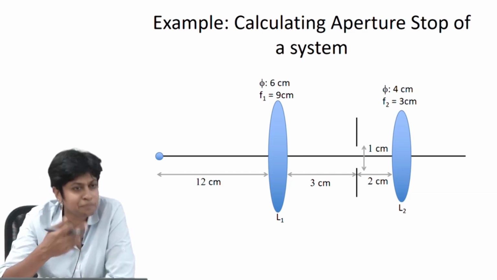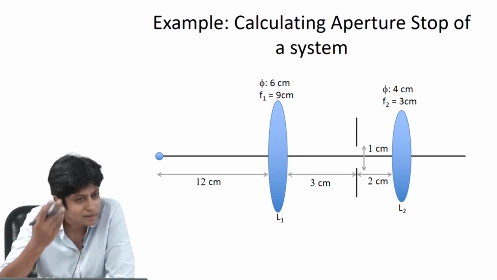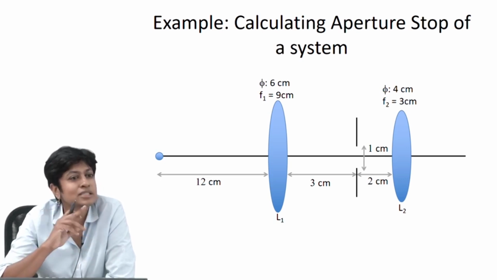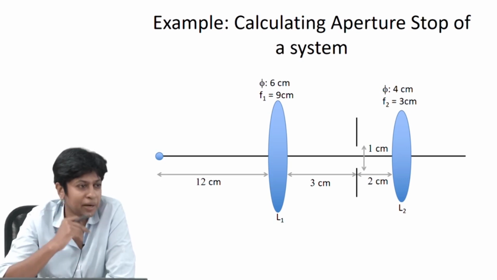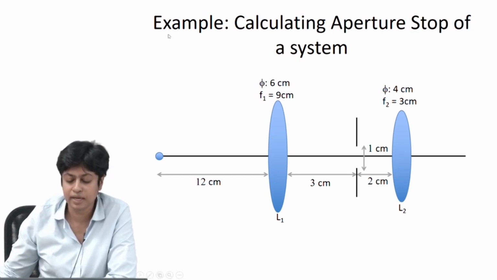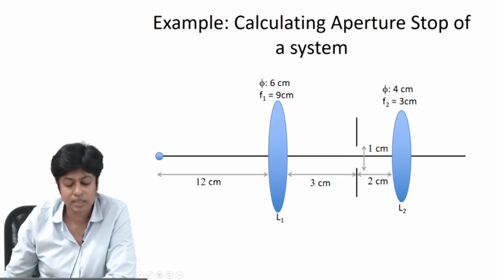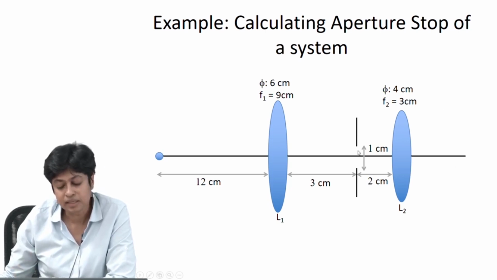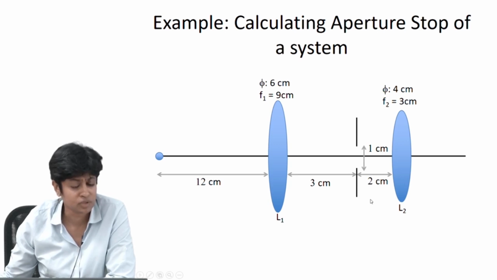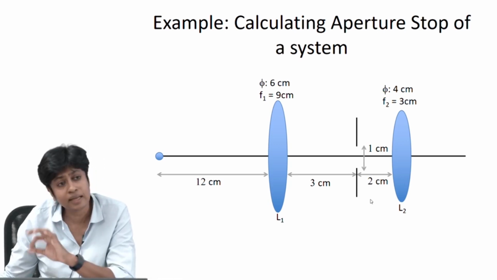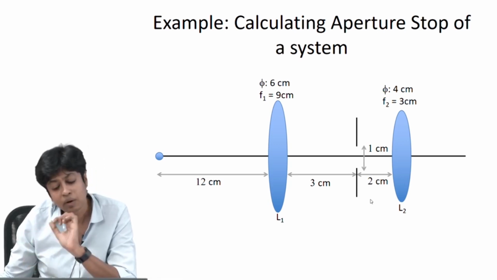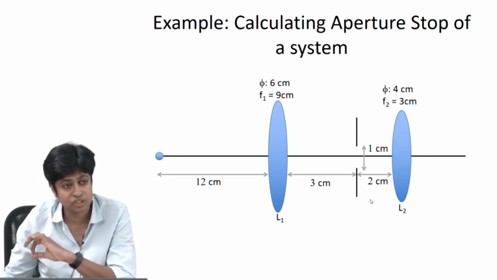So I'm going a step further. I'm not going to go to 100 elements or 50 elements. Let's just take 2 elements with power. So in this example here, I have 2 lenses with power, of course, they're lenses, and in between that I have an aperture of opening 1 centimeter. Okay, so I have 3 elements in this system, and now I want to calculate which is the aperture stop.